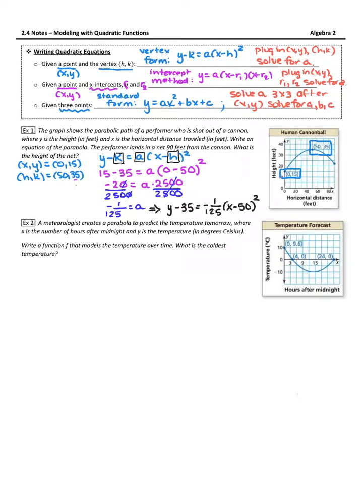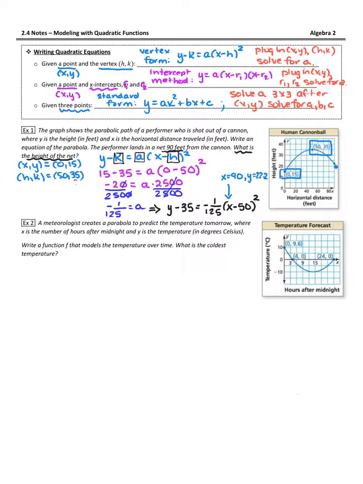Now this one also said, what is the height of the net when x is 90? So what you would do, I didn't give you a lot of room here to do this, I would plug in when x is 90 and evaluate the equation. And if you do that, you will find that y equals 22.2. So that's somewhere off the grid there. Okay, so that's how you would utilize the vertex form. Now let's go on and see the next example.